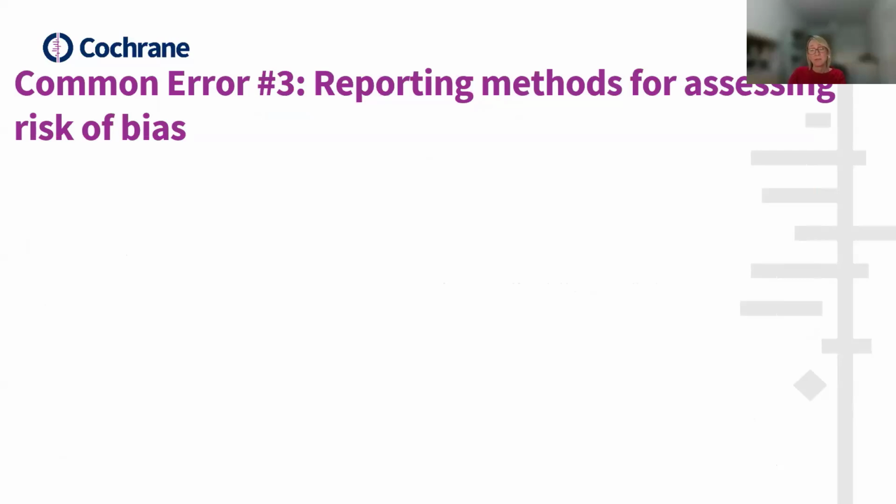The third common error looks at the reporting methods for assessing risk of bias. Reporting guidance for ROB is available in the Cochrane Review template. Firstly, in the protocol, it's important to specify who are the two people working independently in the risk of bias assessment, with a plan for resolving disagreements and for contacting trial authors for missing information needed to carry out these assessments.